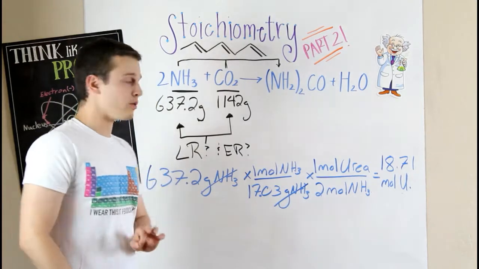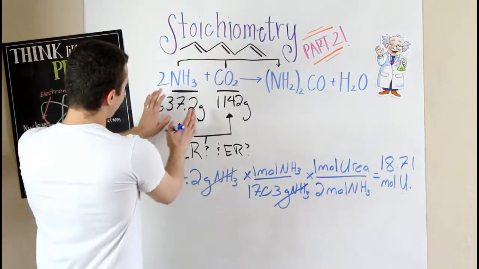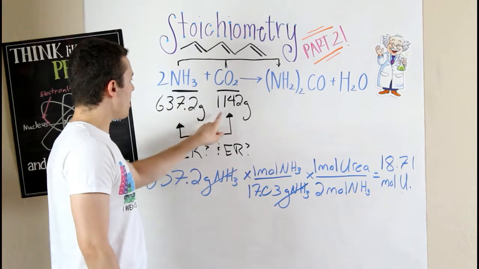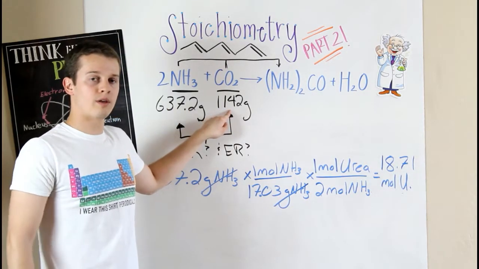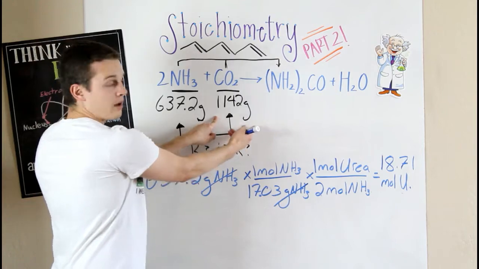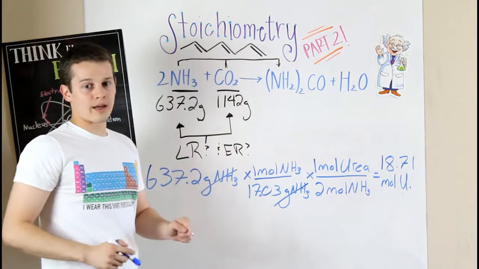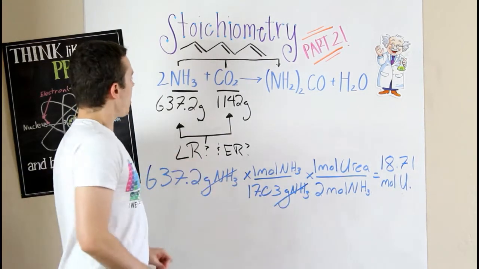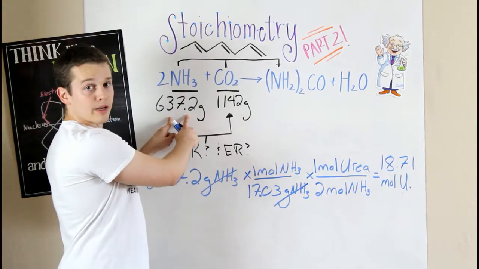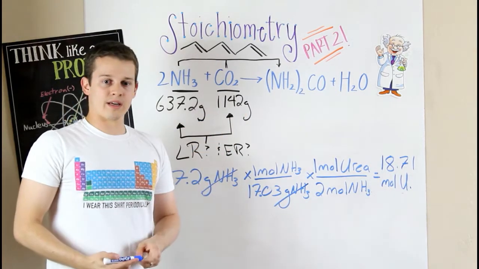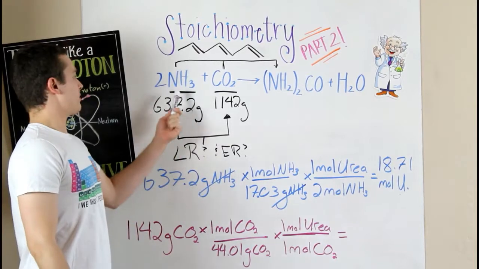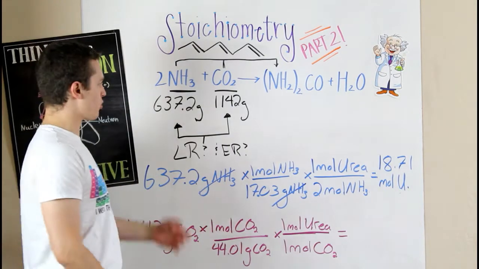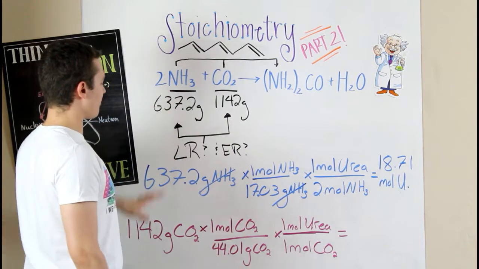Now, we're going to show you the other half of this. We're going to pretend like we have an infinite supply of ammonia. We don't care about the actual amount of ammonia, but we do care about how much CO2 we start with. So we're going to start with a finite supply of CO2 and an infinite supply of ammonia. Essentially, in this very first equation, we pretended that ammonia is our limiting reagent and that CO2 is in excess. Now that we've solved the first portion for ammonia, we're going to pretend we have a finite supply of 1,142 grams of CO2 and an infinite supply of ammonia.